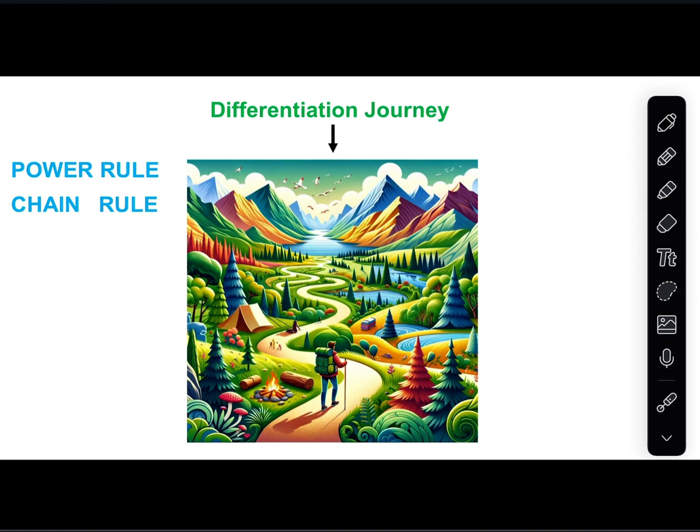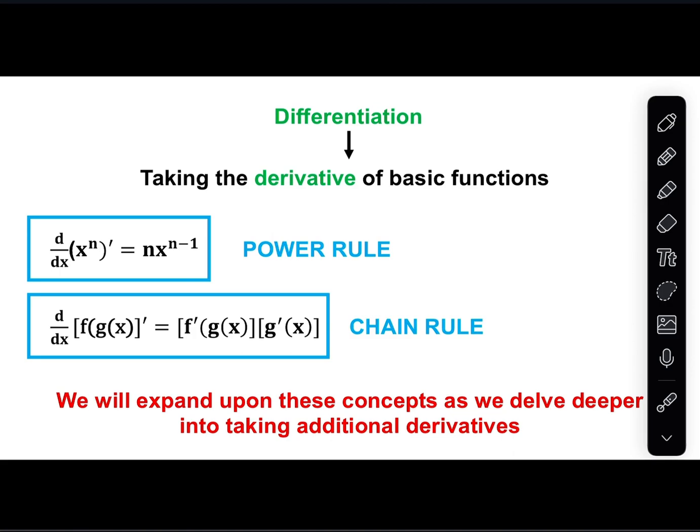Previously on our derivative journey, we went over two rules, power rule and chain rule. As a reminder, for power rule, we take the exponent and subtract it by 1, and for the chain rule, we take the derivative of the outside function and the derivative of the inside function and multiply these two separately, as we have shown in the slide. So we're going to be expanding on these rules and using them in product rule and quotient rule to take more complicated derivatives.